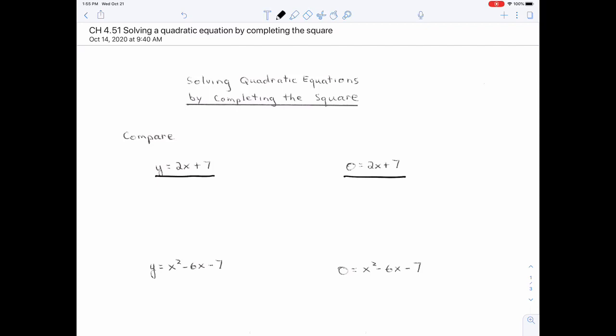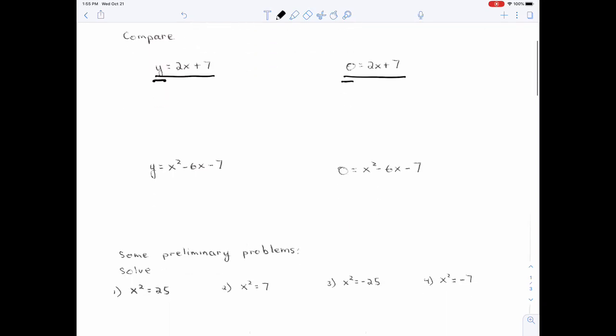Why? What's the difference? The fact that this is y equals and the fact that this is 0 equals. The first one you would probably graph. You'd graph a line. The second one you would solve for the variable. Now, I realize on the first one, I could ask you to find the x-intercepts. I could ask you to find the y-intercepts, and so on. But most likely you're talking about graphing on the first one and solving on the second one. That's fine, and you should know how to do those.